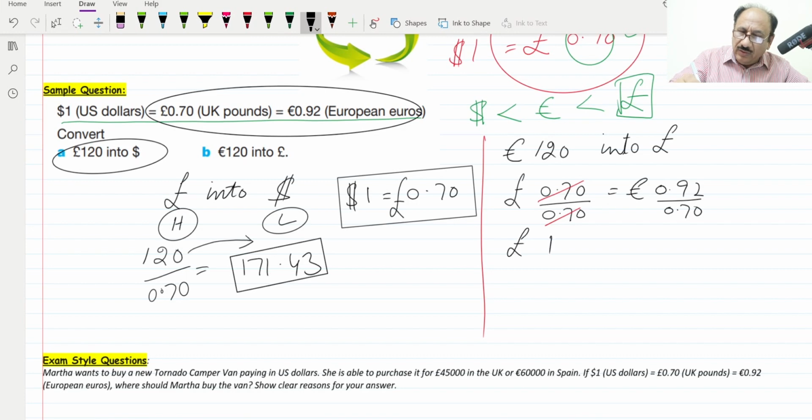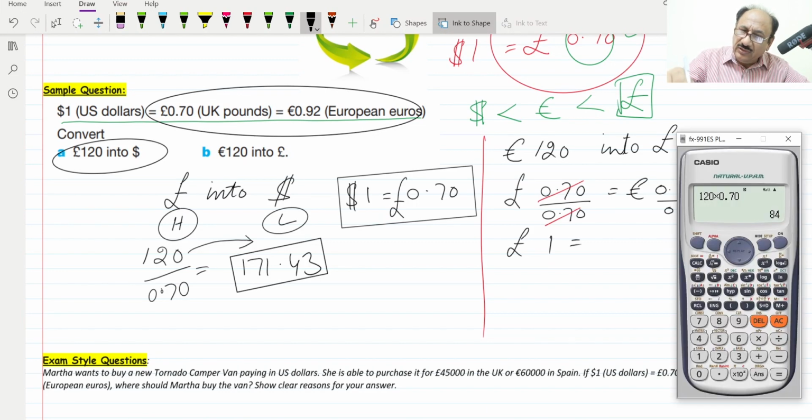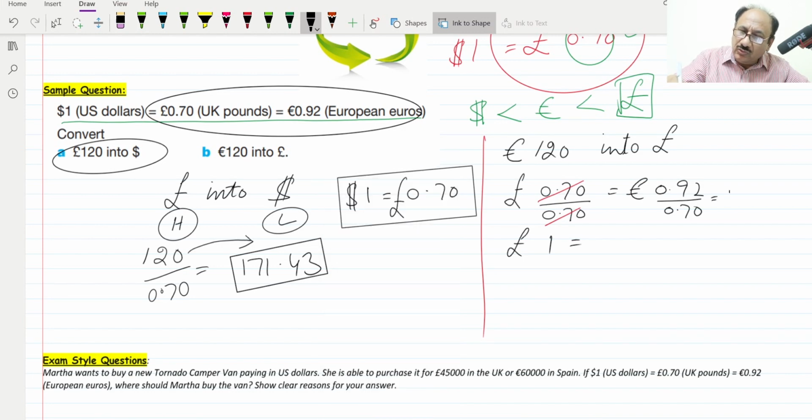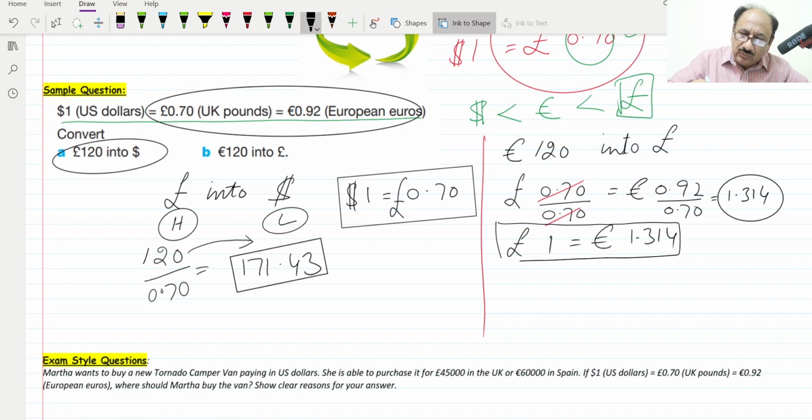So 1 pound will be equal to 0.92. We can simplify this. This will be 0.92 divided by 0.70, and this will be equal to 1.314. This is the conversion ratio. So we can write here 1 pound is 1.314 euros.